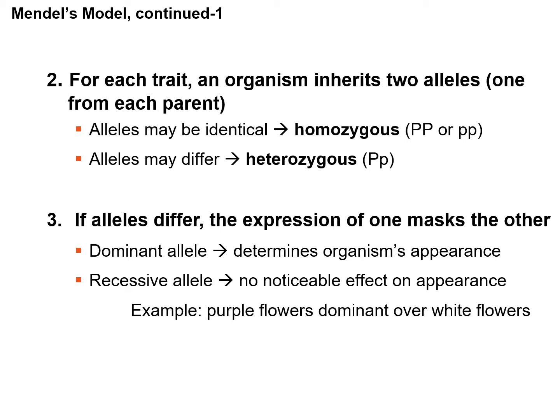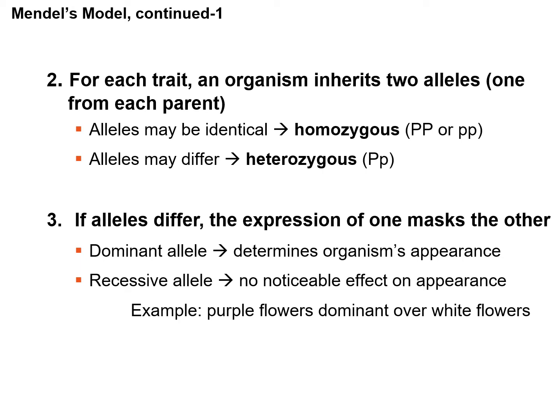So to use the letter P, as we did on the previous slide, a plant that has two purple alleles is homozygous for purple and is represented with two capital P's. A plant that has two white alleles is homozygous for white and is represented with two lowercase p's. Or if a plant has one purple allele and one white allele, then it is heterozygous for purple and is represented by a capital P and a lowercase p.